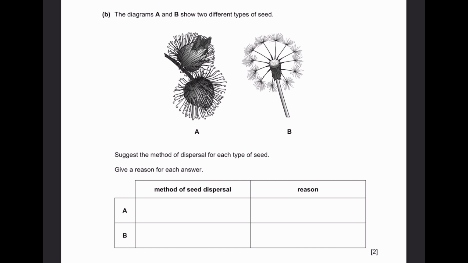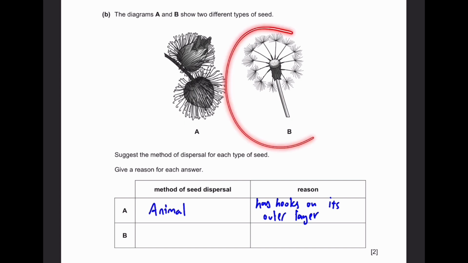B. The diagrams A and B show two different types of seed. Suggest the method of dispersal for each type of seed. Give a reason for your answer. So seed A is likely to be animal. Why? It has hooks on its outer layer. Why does it need hooks? It's because it needs to cling on to an animal so that it can get dispersed somewhere else after the animal shakes it off.